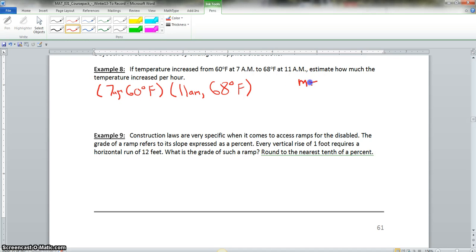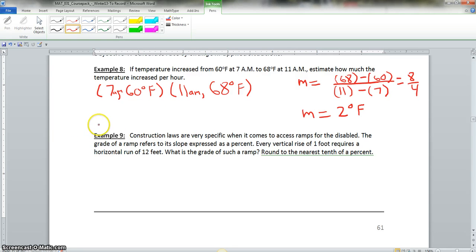Now we just write it as a slope. The slope, remember, is the rate of change. So we'll do the temperature first. We will have 68 minus 60 all over 11 minus 7. So when we subtract this, this gives us 8 over 4. So our slope is 2 degrees Fahrenheit. That is the rate of change.